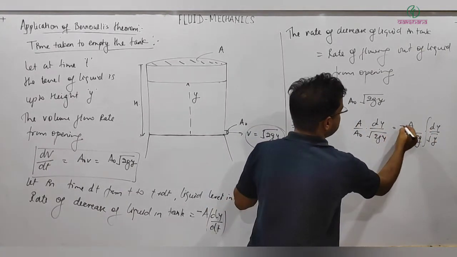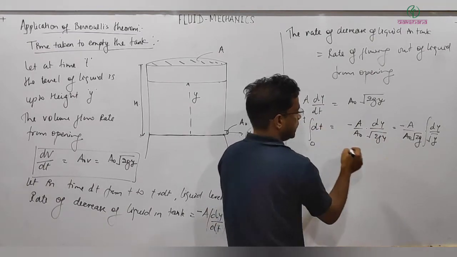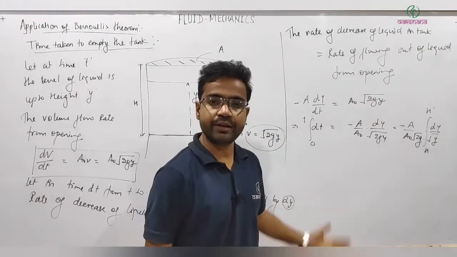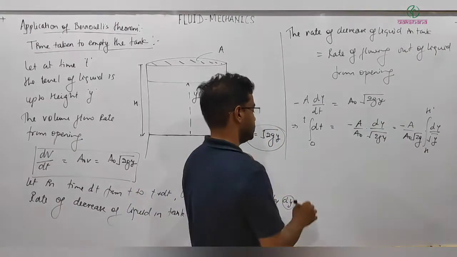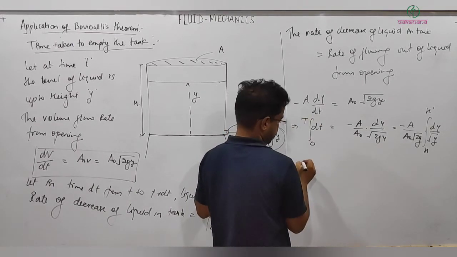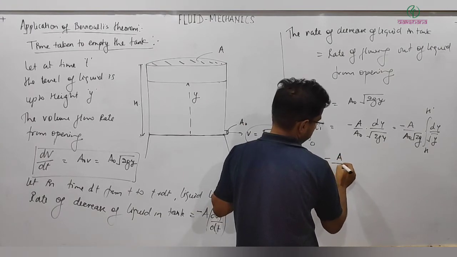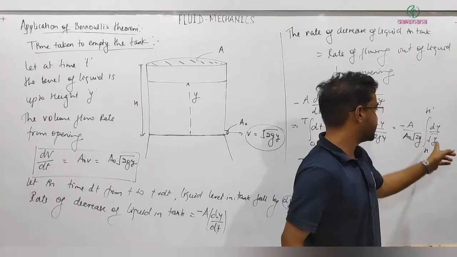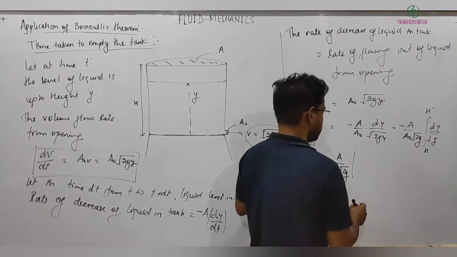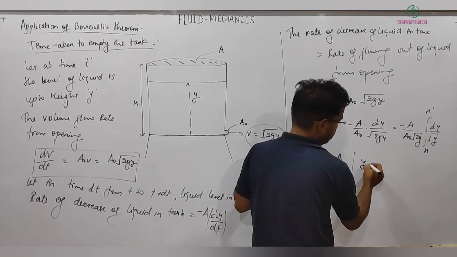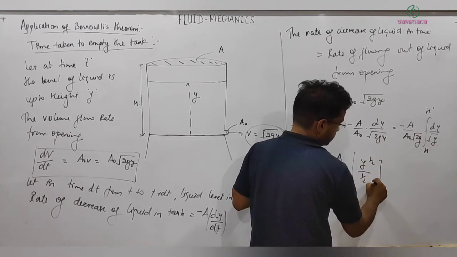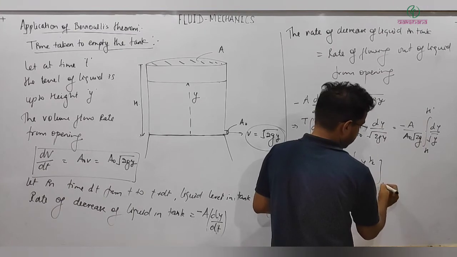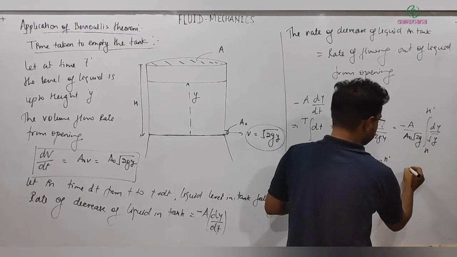Integration, minus sign will be there, 0 to t, and on this side let me write H to H prime. If I make H prime equal to 0, then it will be the time taken to completely empty the tank. So on this side we are getting t equal to minus A by A naught under root 2g, and integration of this, I can write y power minus half, so it will be y power half divided by 1 by 2, minus half plus 1. This implies limits capital H to H prime.